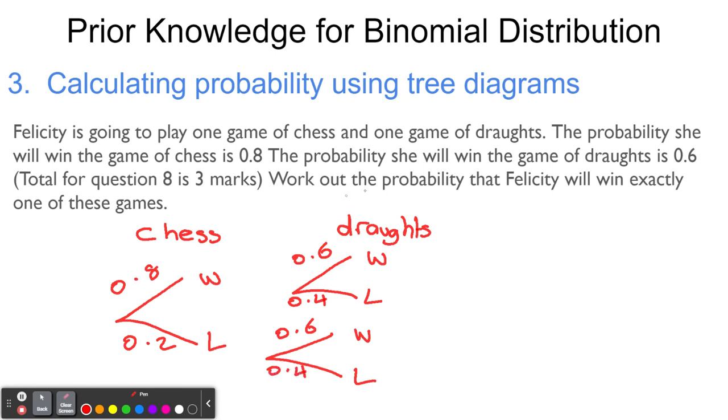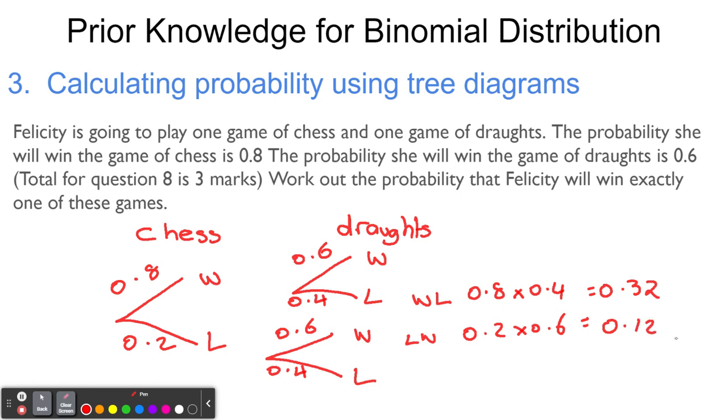So we've then got here, work out the probability that she'll win exactly one of the games. So win 1, so she can't win 2. So she's either going to win and then lose, so we've got 0.8 multiplied by 0.4, or we've got lose and then win, which is 0.2 multiplied by 0.6. So if we multiply this, we get 0.32. And we multiply across here and we're going to get 0.12. And then because it's this option or this option, we're going to add them together. And then that gives us a total of 0.44.